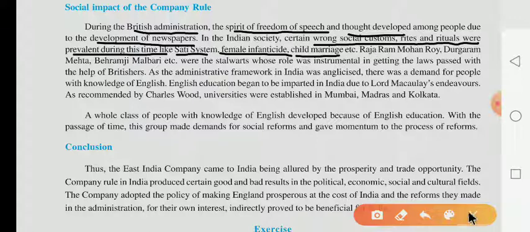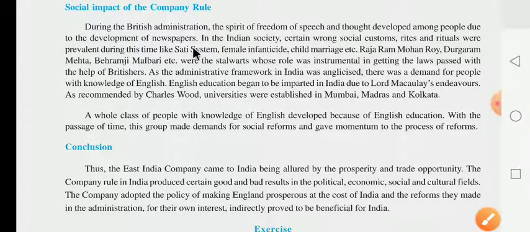All these kinds of wrong social customs were prevalent in Indian society, with the sati system, female infanticide and child marriage. Raja Ram Mohan Roy, Durgaram Mehta and Behramji Malbari were all stalwarts who were instrumental in getting the laws passed.